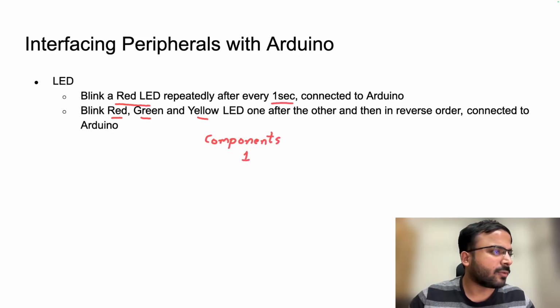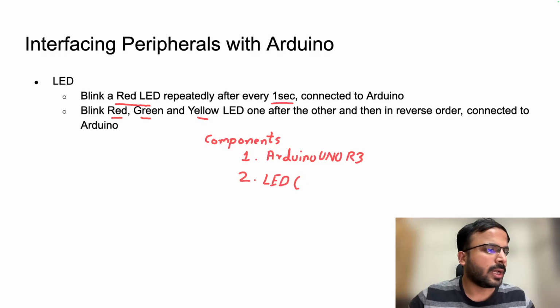So the first is of course your Arduino Uno, and I showed you that it was a revision 3. So this is the first component. Now what is the second one you need? Second one, you need a LED. In the first problem statement, you need one, and then in the second, you need three LEDs, right?